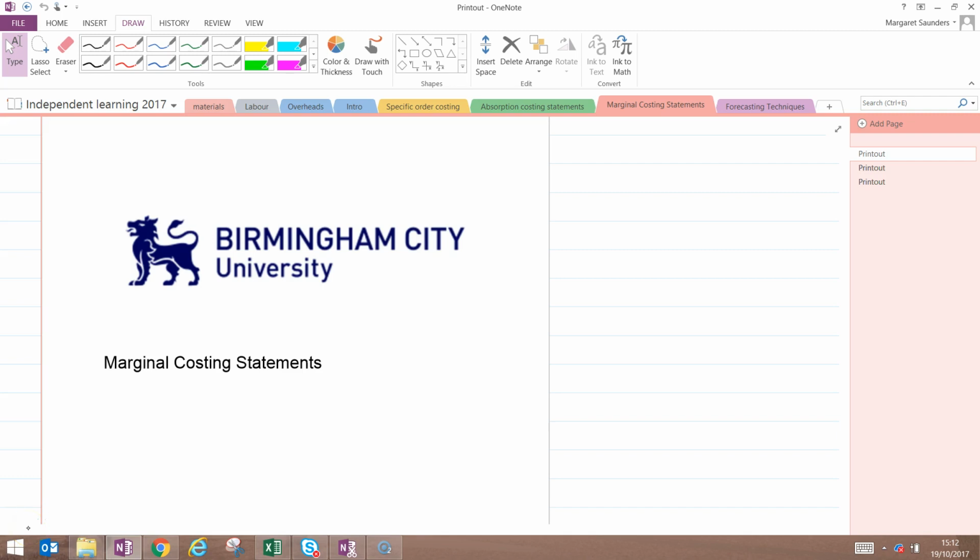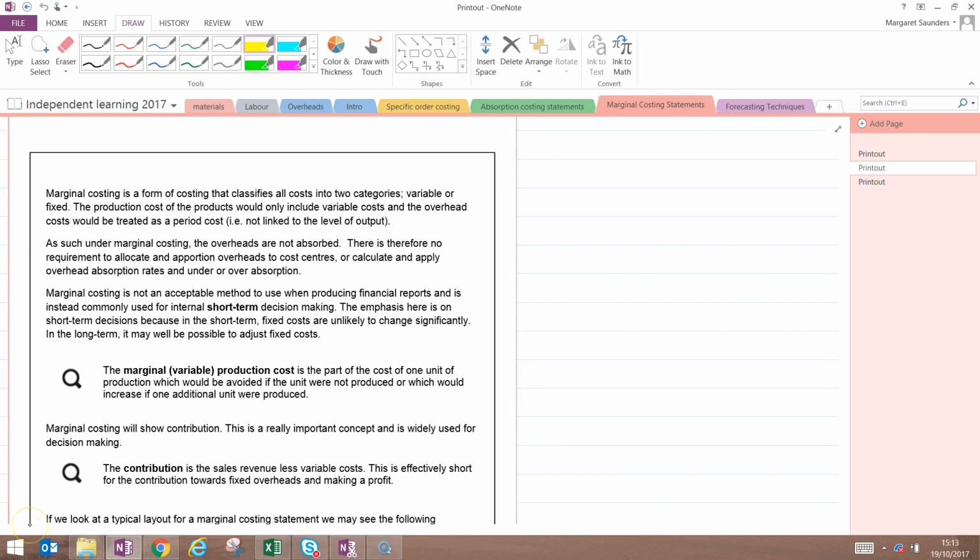Hello and welcome to this recording in which we will look at marginal costing. We will consider what is meant by marginal costing, how to prepare marginal costing statements, and then compare and explain differences in profits between absorption and marginal costing statements. So what do we mean by marginal costing?